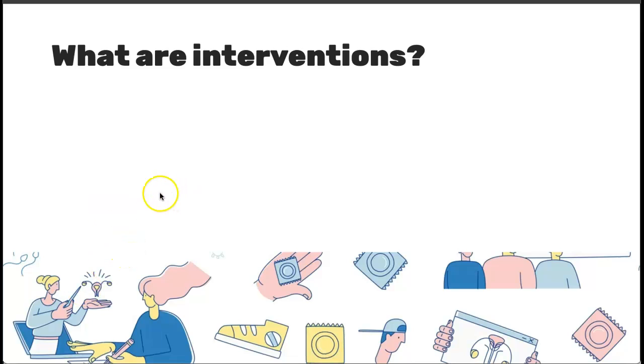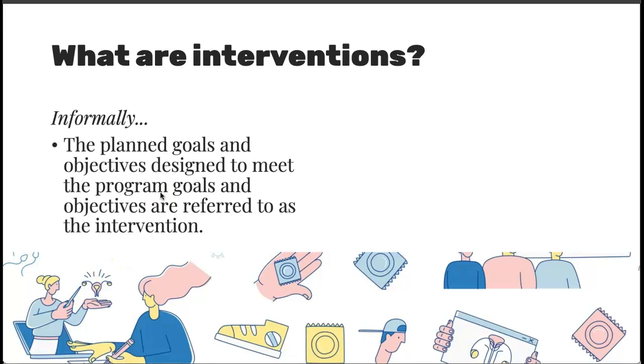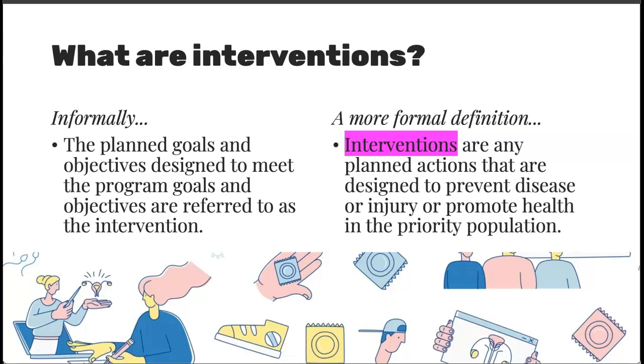So let's start out with some basic terminology. What exactly are interventions? Informally, we define them as the planned activities that are designed to meet the program goals and objectives, referred to as the intervention. So it's the things that we're going to be doing. A more formal definition would be that they are planned actions designed to prevent disease or injury, or promote health in the priority population. And when we say priority population, we mean the specific population that we're focused on, that we're interested in targeting or treating for this particular intervention.